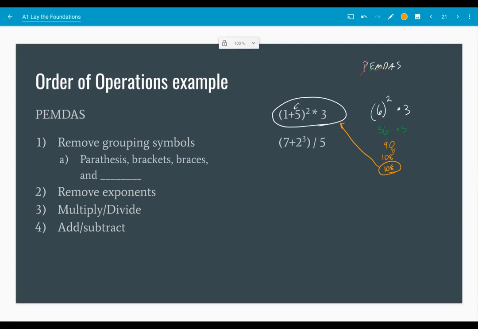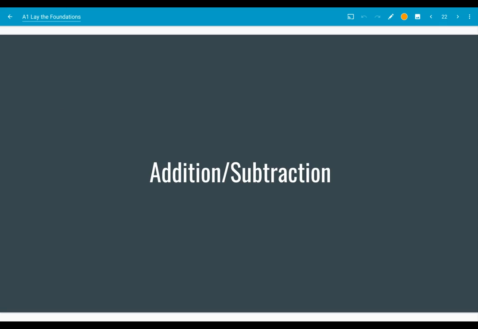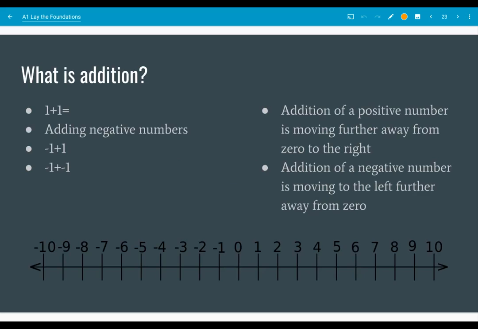Now what I'd like you to do is, in your notes, work the second one out. Once you solve that one in your notes, and if you get stuck, it's okay. Just write a question off to the left-hand side and ask me when you come back to class. We're next going to look at addition and subtraction.